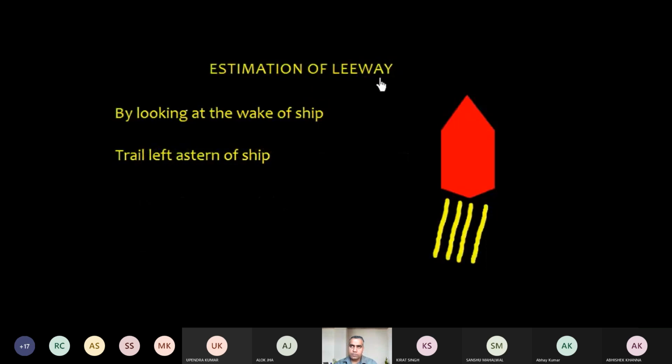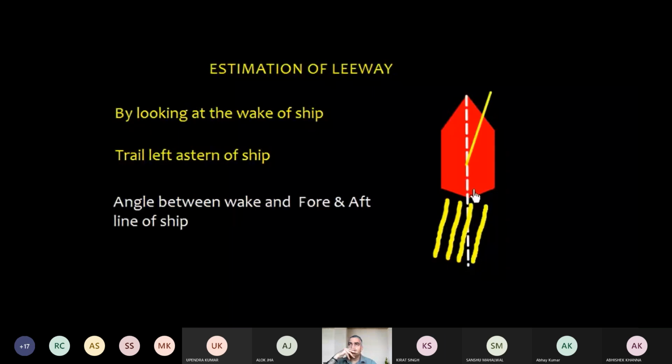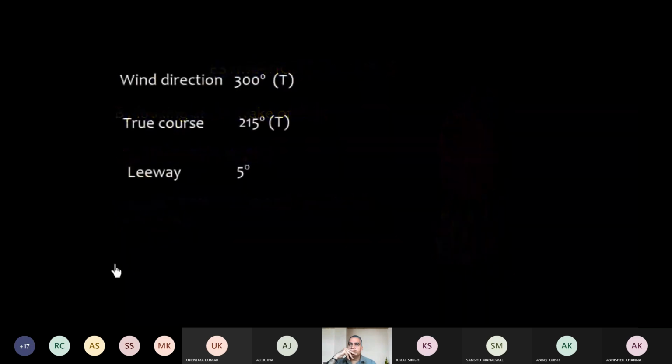Now let's find out some method to estimate leeway. Well, we can estimate the leeway by looking at the wake of the ship. And what is the wake of the ship? It is a trail left astern of the ship. Suppose this is the vessel, and astern of the ship, there is a trail on the water. So this is called wake. This is a fore and aft line, and this trail will make some angle. This angle is leeway.